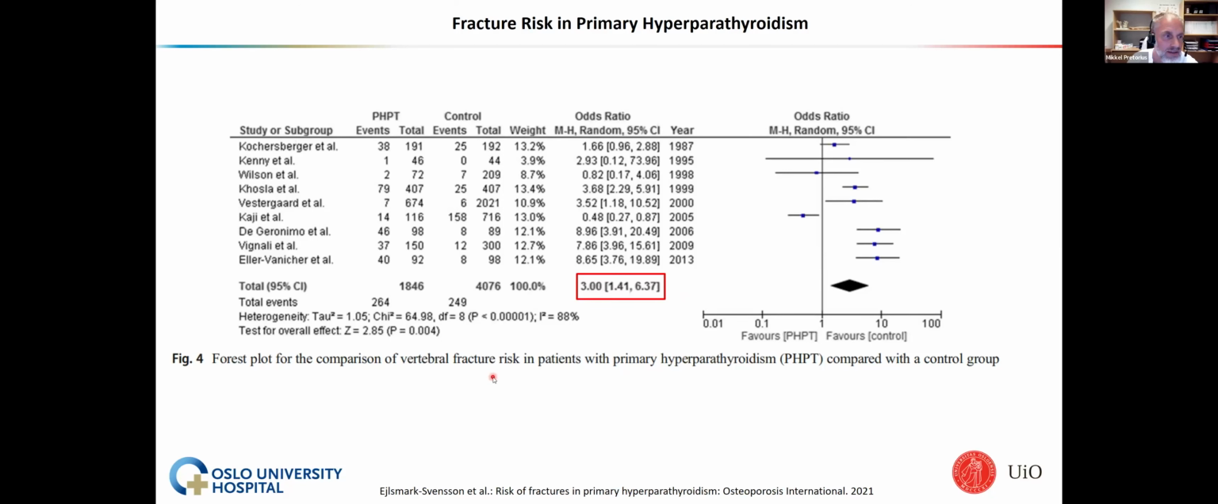I want to point out that this study is really heterogenic, and you can see here that, for example, one study has a prevalence of vertebral fractures of about 1%, and another study has a prevalence of about 45%. So it's quite different studies in this setting. This has been a problem because if you include both severe and mild disease in this kind of meta-analysis, you will get confused by the results.